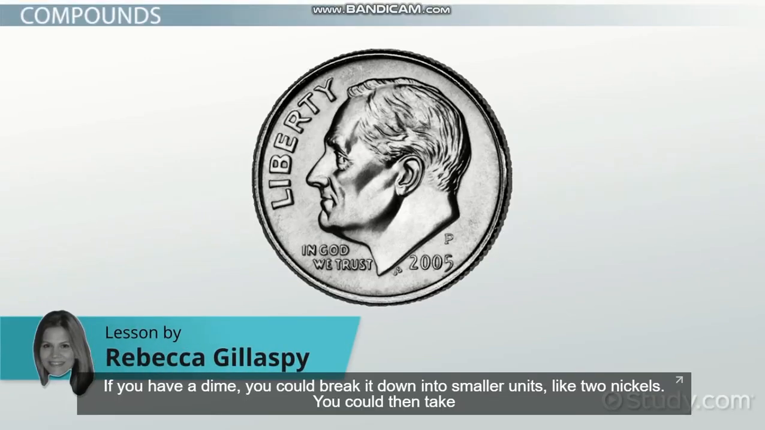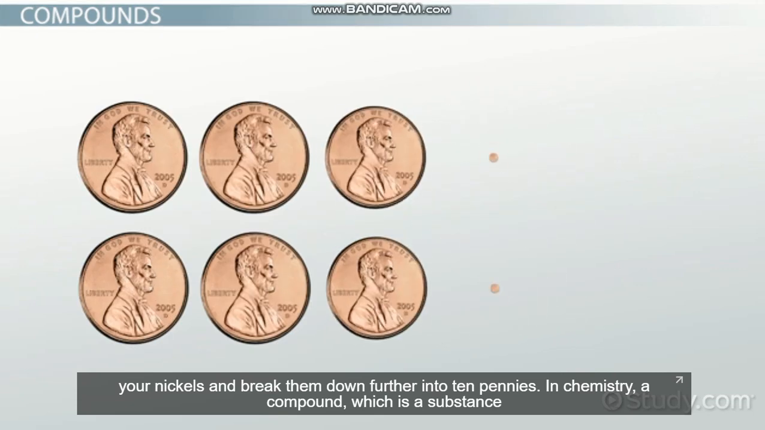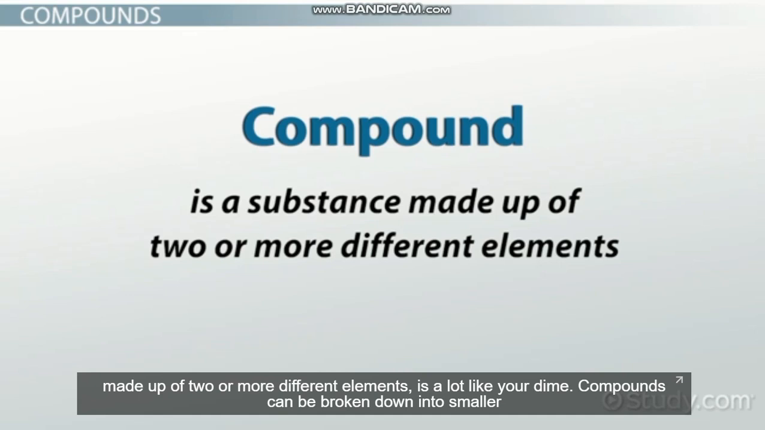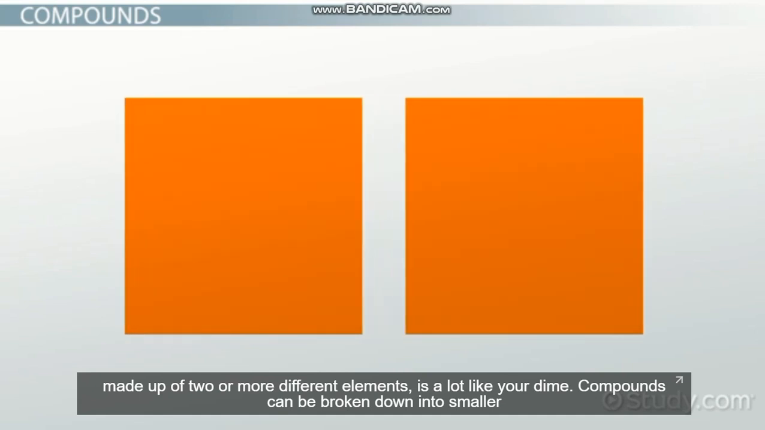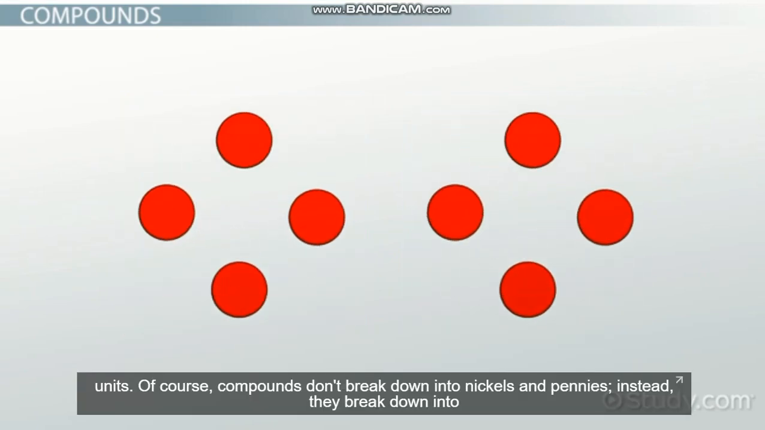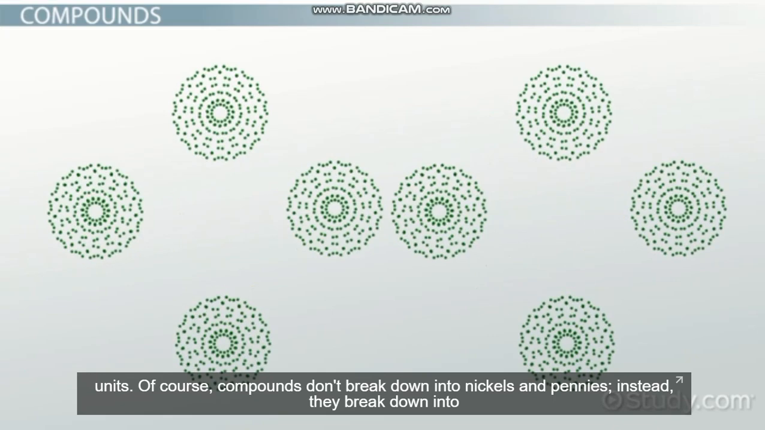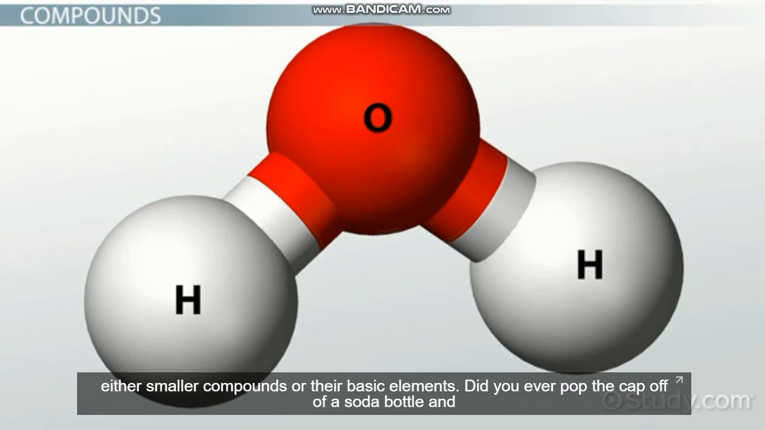If you have a dime, you could break it down into smaller units, like 2 nickels. You could then take your nickels and break them down further into 10 pennies. In chemistry, a compound, which is a substance made up of 2 or more different elements, is a lot like your dime. Compounds can be broken down into smaller units. Of course, compounds don't break down into nickels and pennies. Instead, they break down into either smaller compounds or their basic elements.